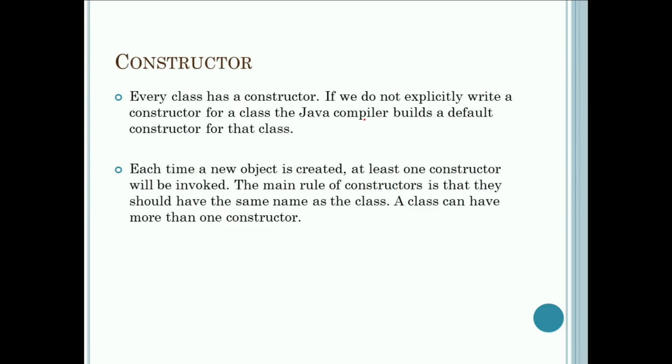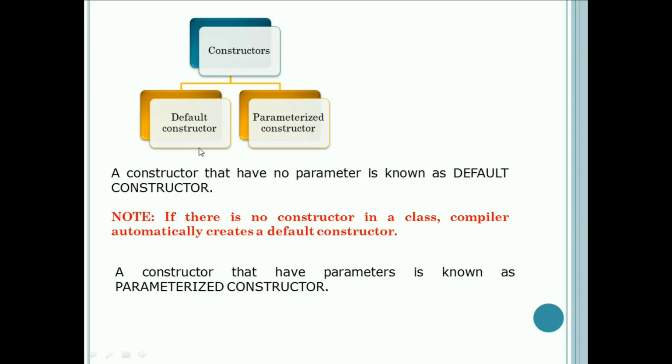Now the constructor. Constructors are used to initialize an object. It has the same name as that of the class name. Each and every class has a constructor. If a class does not have a constructor, the compiler by default generates the constructor. There are two types of constructors, as you can see from the diagram. Default constructor, parameterized constructor.